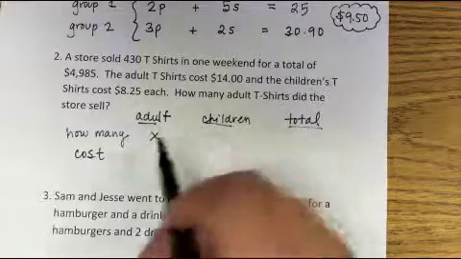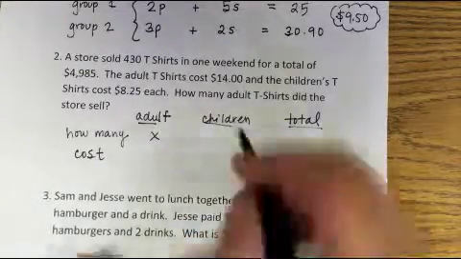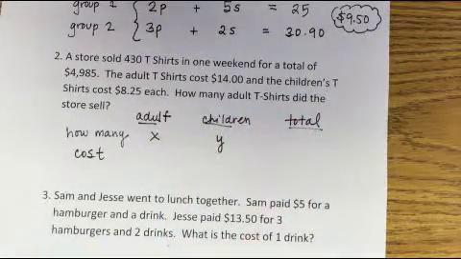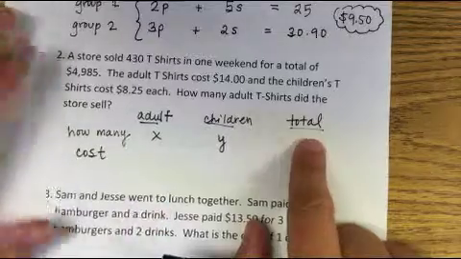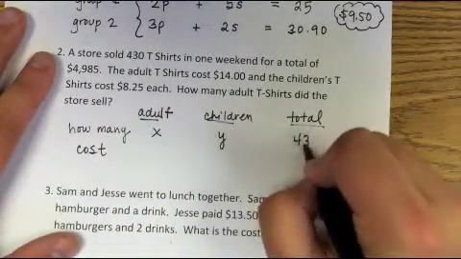Okay? Did they tell you how many children's t-shirts that they sold? Again, no, so I'm going to label that Y. However, they did give you something. How many total t-shirts did they sell between the two items? Right, they sold 430.